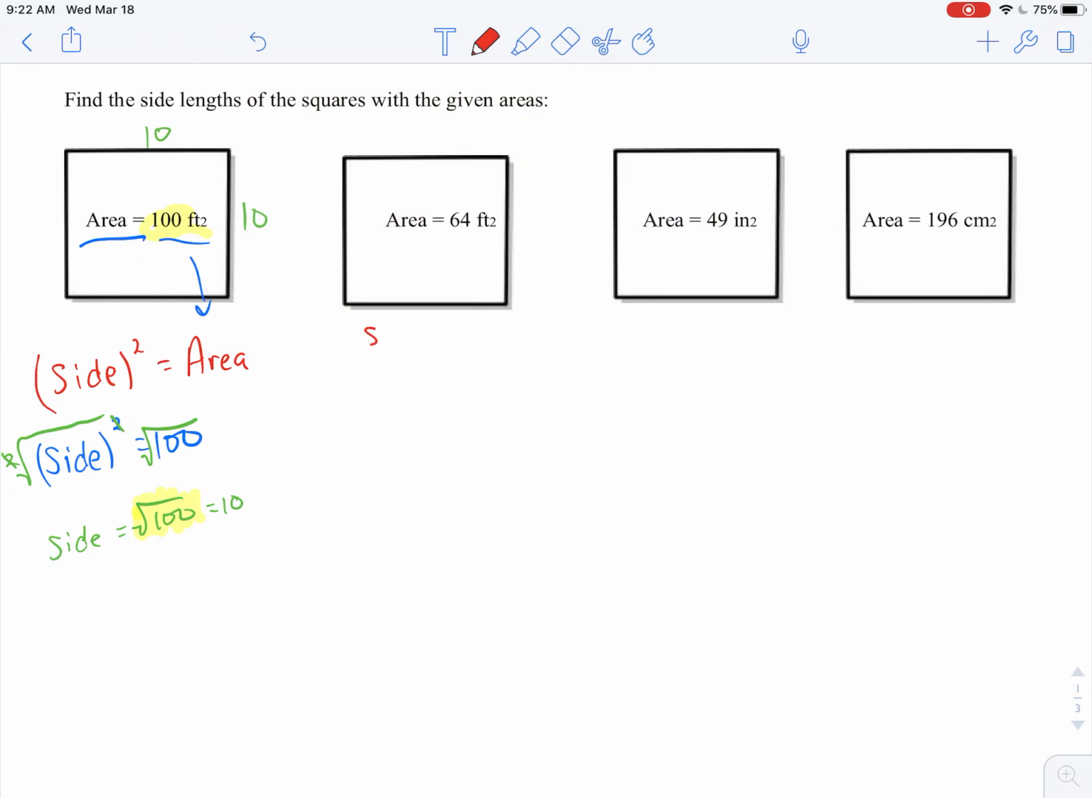So same thing here. Let's say our side squared is 64. So to get rid of the squared, we can square root. So the side length equals root 64, which we know is 8. So why don't you guys try those last 2? Pause the video, try the last 2 here, and then check in, see how it went.